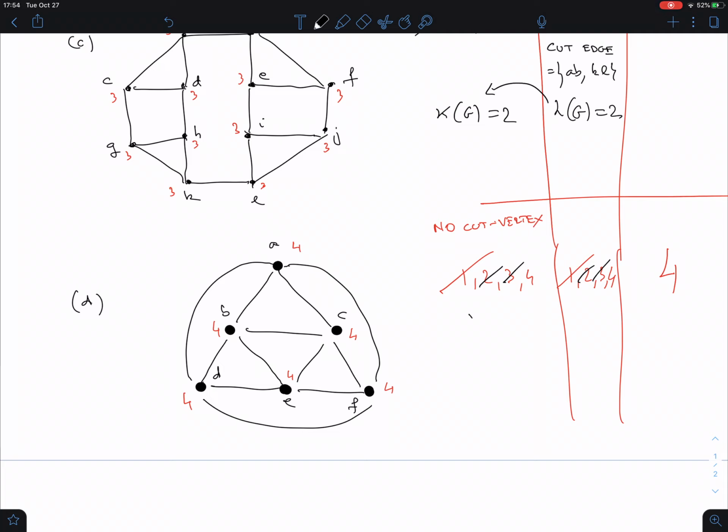And that case tells me that kappa of G is 4, and therefore lambda of G must be 4, because it has to be at least that much. Okay.